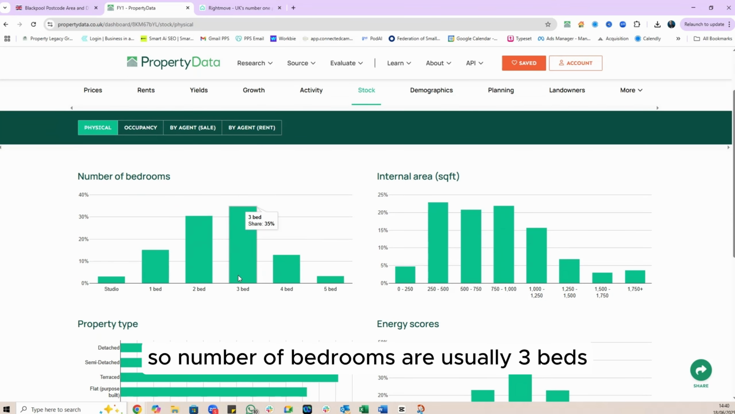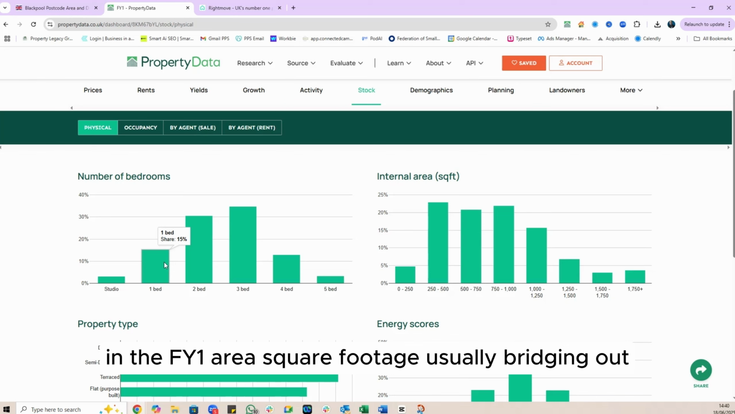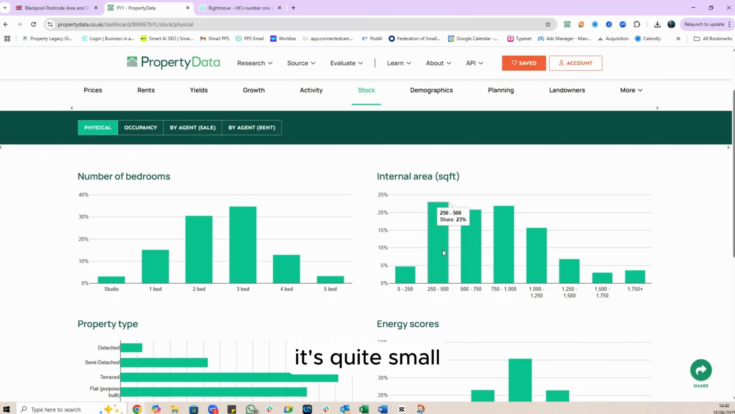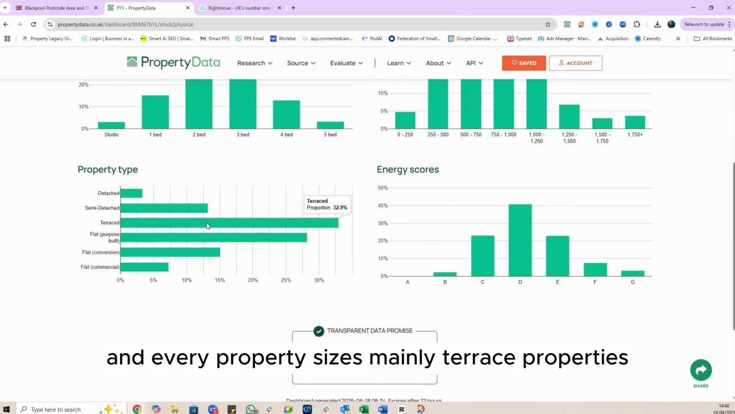So the number of bedrooms is usually 3 beds, and you see here 4 and 5 are few and far between. There's not that many. It's mainly 2s and 3s and 1 beds in the FY1 area. Square footage usually averages out quite small, with property sizes mainly terrace properties.